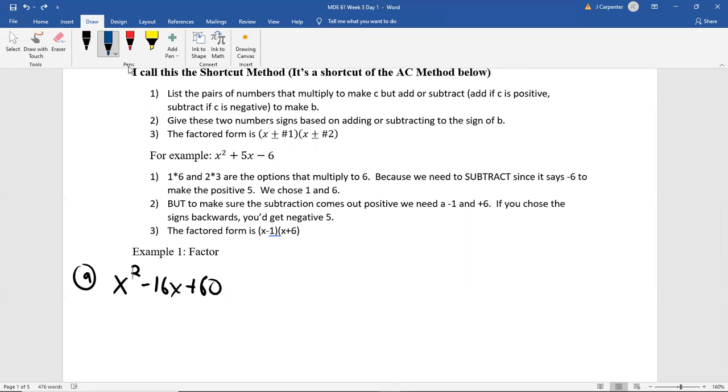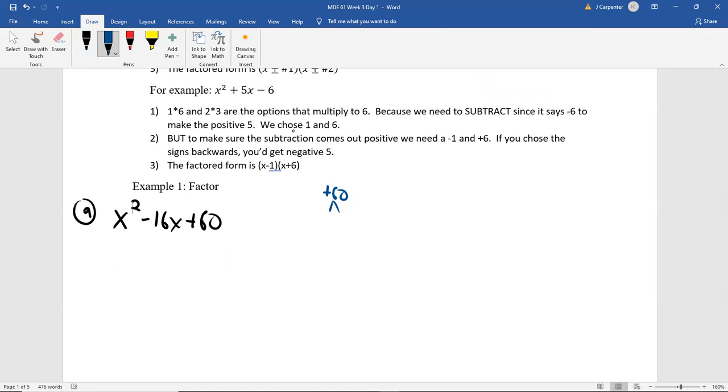So what do we do? To the side, I'm going to write that plus 60. Write all the numbers that multiply to 60. This one's got a decent amount of them, so I'm going to go in an order. I go 1 times 60. Does 2 go into 60? Yes, 30 times. Does 3 go into 60? Yes, 20 times. Does 4 go into 60? Yes, 15 times. Does 5 go into 60? Yes, 12 times. Does 6 go into 60? Yes, 10 times.